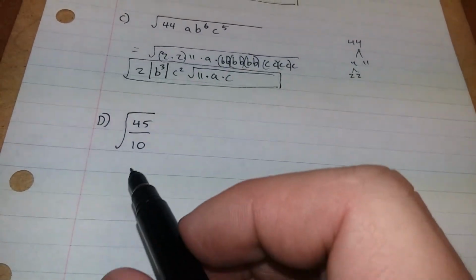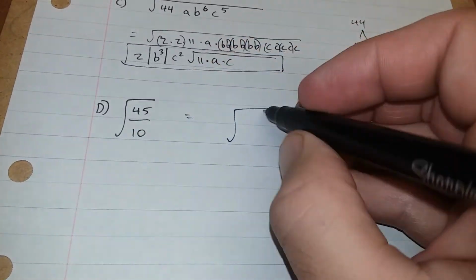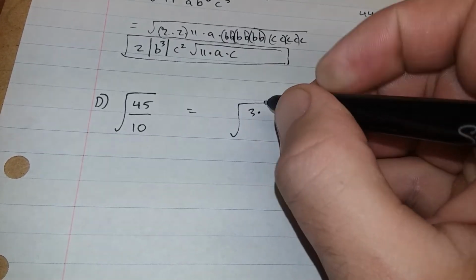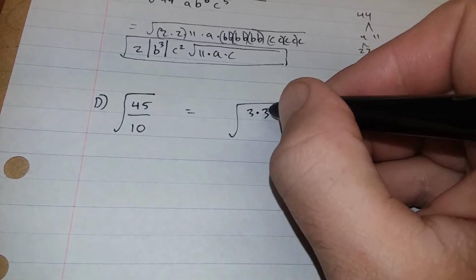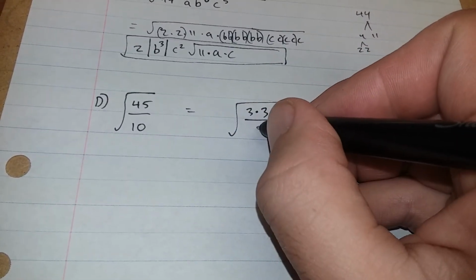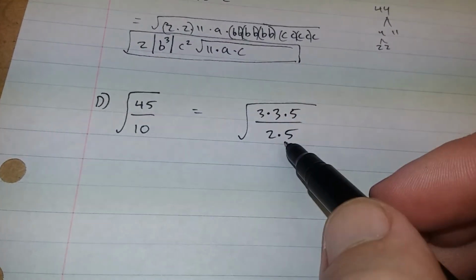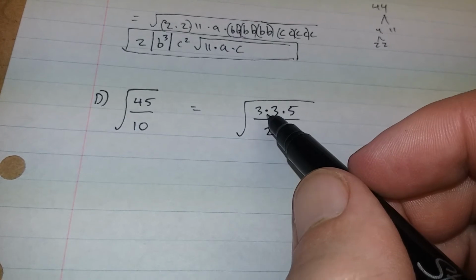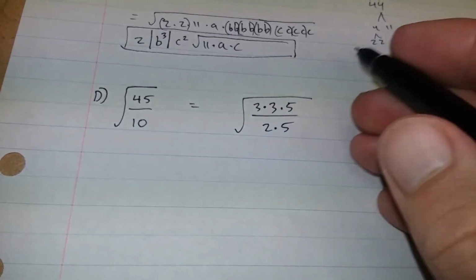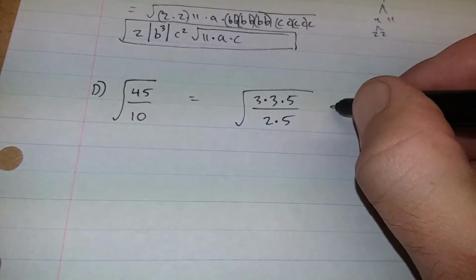Last example here. We can rewrite 45 as 3 times 3, that's 9, times 5 is 45, all over 2 times 5. Okay, notice I rewrote 10 as 2 times 5, and I rewrote 45 as 3 times 3 times 5. Okay, 3 times 3 is 9, 9 times 5 is 45. Okay, now we can divide out the 5s.